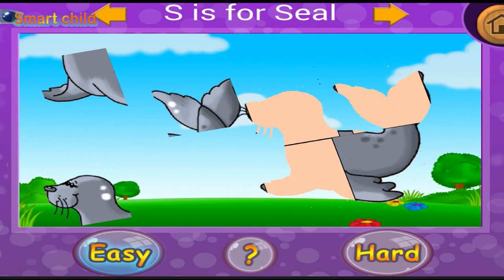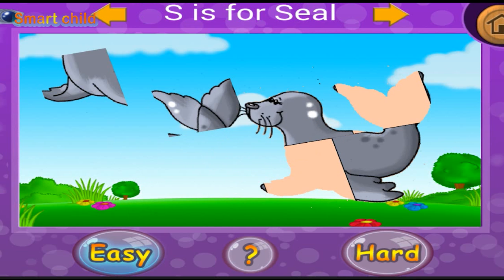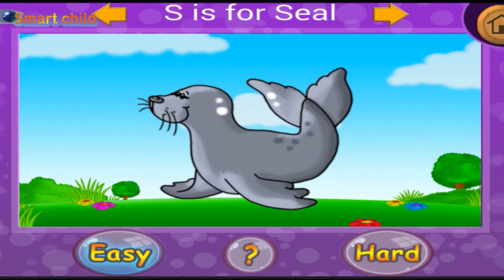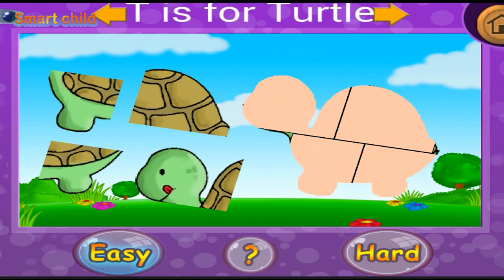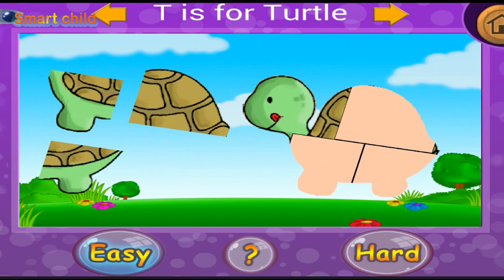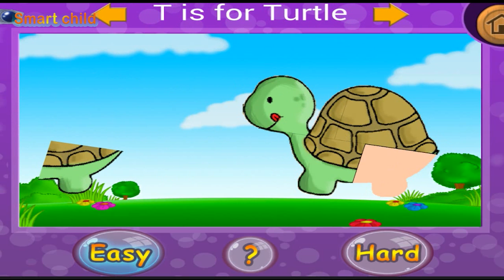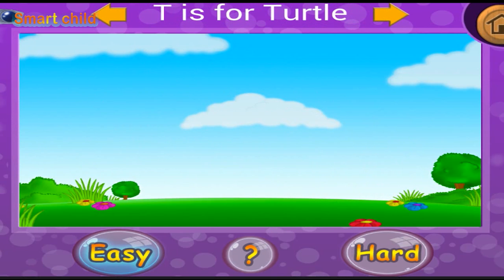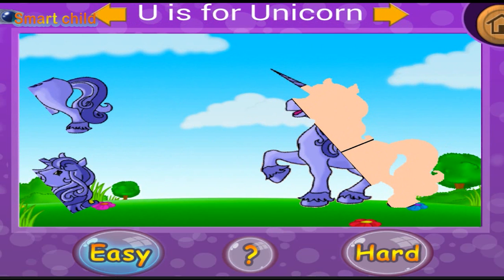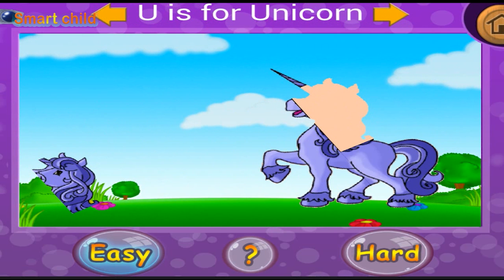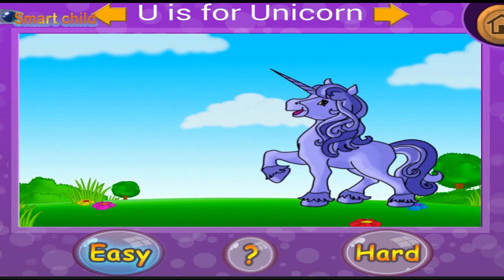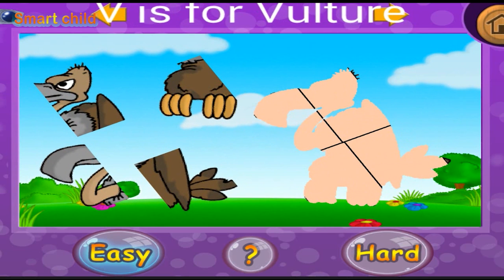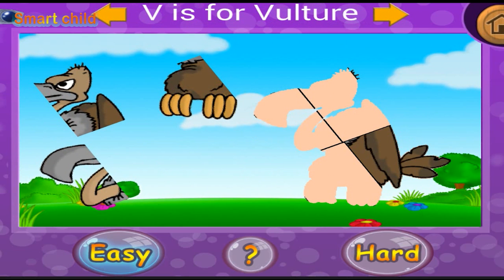S is for seal. Correct. S is for seal. T is for turtle. Congratulations. T is for turtle. U is for unicorn. Congratulations. U is for unicorn. V is for vulture.